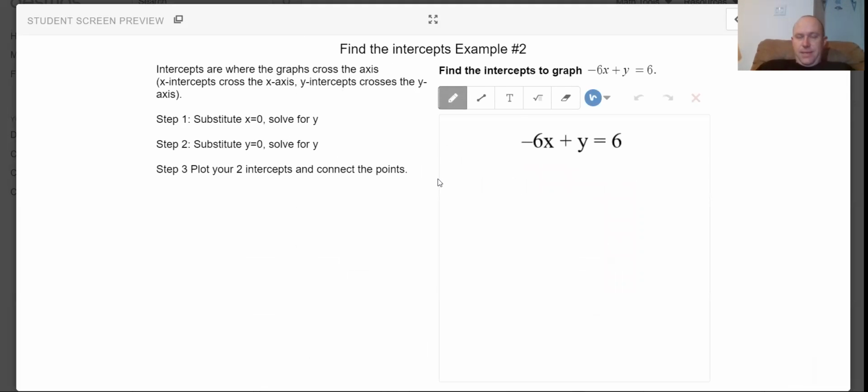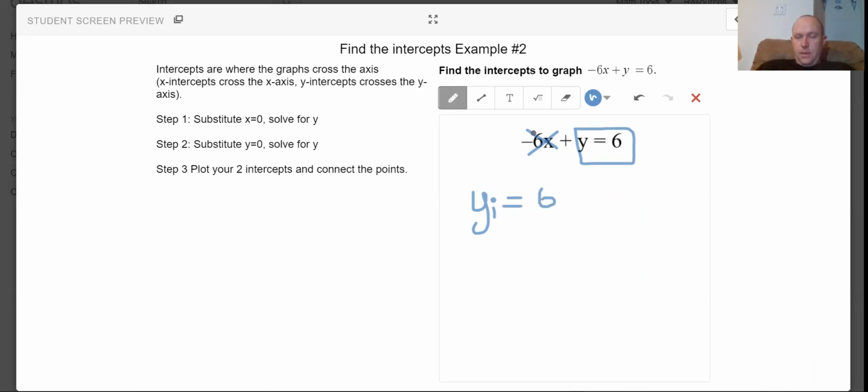So if we do the same thing again, and this time it says by using the intercepts, I'm just going to do them one at a time. So I'm going to set the x value equal to 0. And actually, you can just see this straight away. It just says y equals 6 straight away. So there's actually your y-intercept.